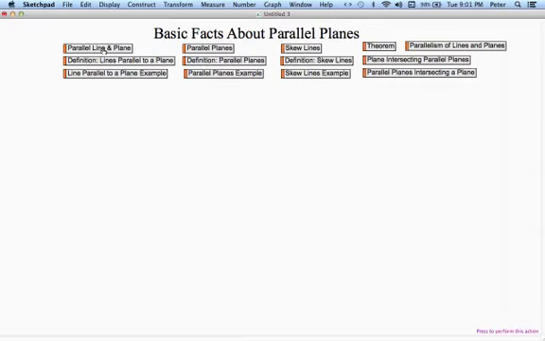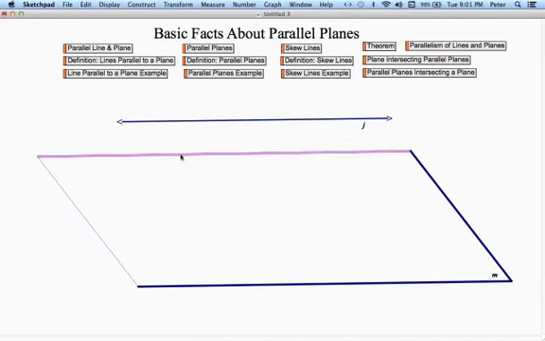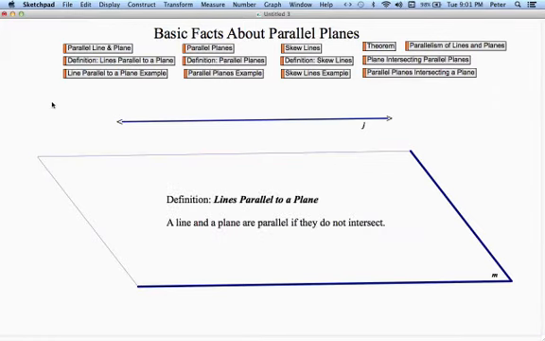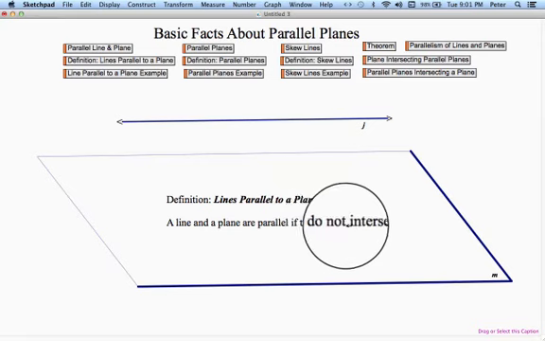So let's take a look at the first one, and that's going to be when a line is parallel to a plane. So line J is above plane M here. And you recognize, of course, that plane M is infinite. It's infinitely wide and it's infinitely deep. And all the while, line J is above plane M. So they're never going to intersect. This will always be above M. And so that is really simply the definition of lines when they're parallel to a plane. A line and a plane are parallel if they do not intersect.